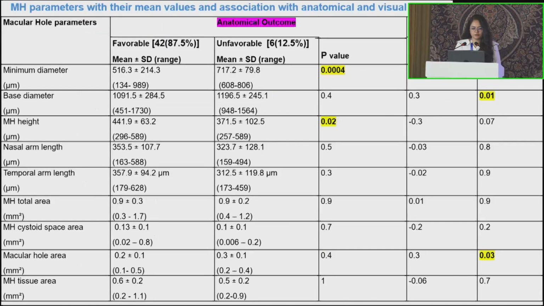Coming to the correlation of these parameters with post-operative outcome, in the case of anatomical outcome, we found that only minimum diameter and macular hole height correlated significantly with the post-operative anatomical outcome, such that patients having less minimum diameter had good post-operative anatomical outcome, whereas patients having high macular hole height had favorable anatomical outcome. Now coming to the post-operative visual acuity, we found that minimum diameter, base diameter and macular hole area were associated significantly with post-operative visual acuity, with a positive correlation coefficient, which means that the higher the value of these parameters, the lesser will be the visual acuity.